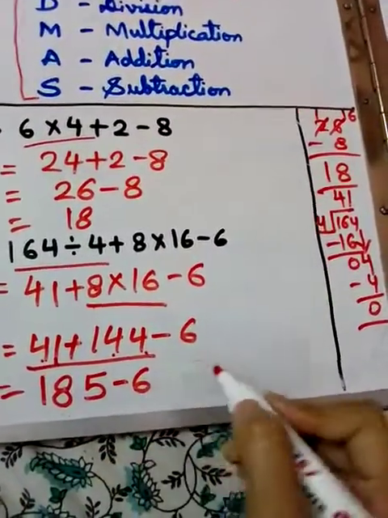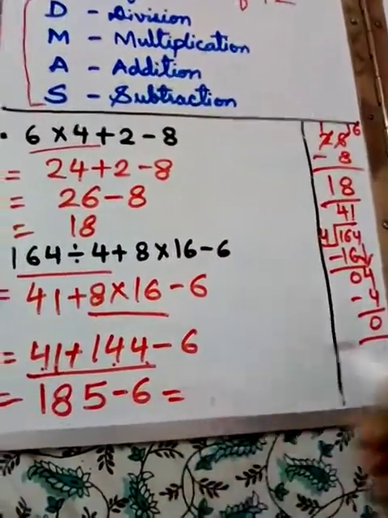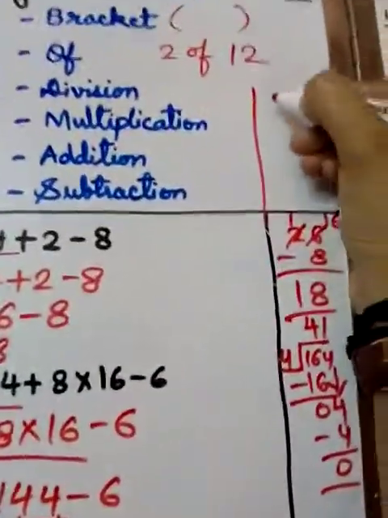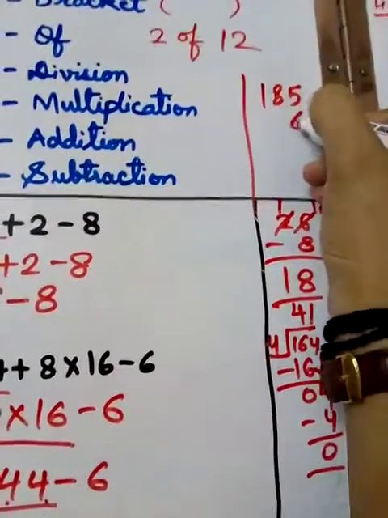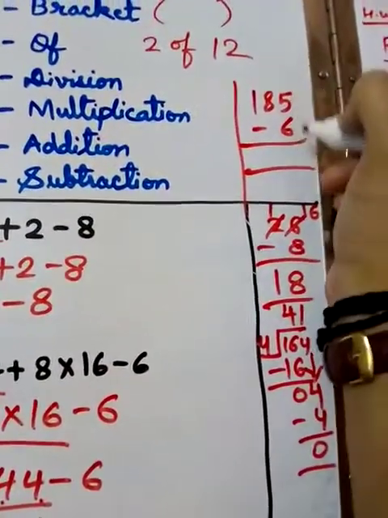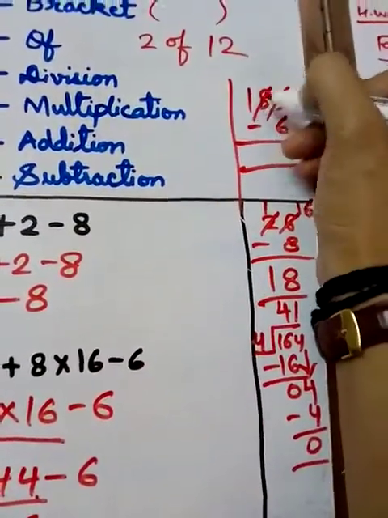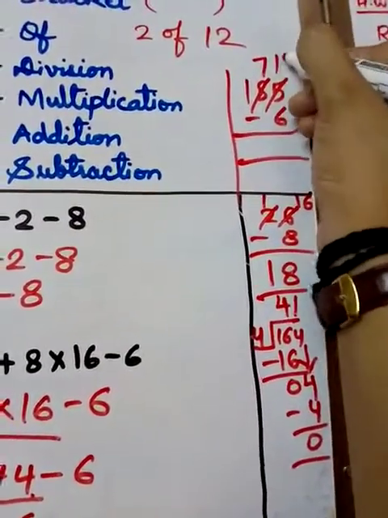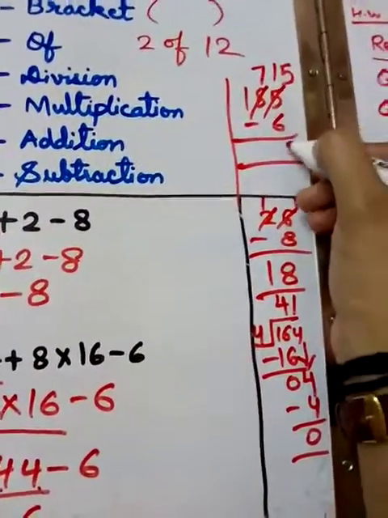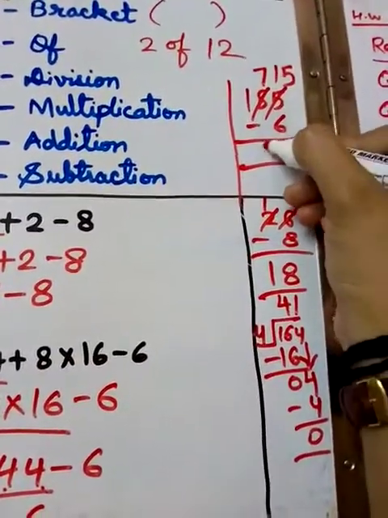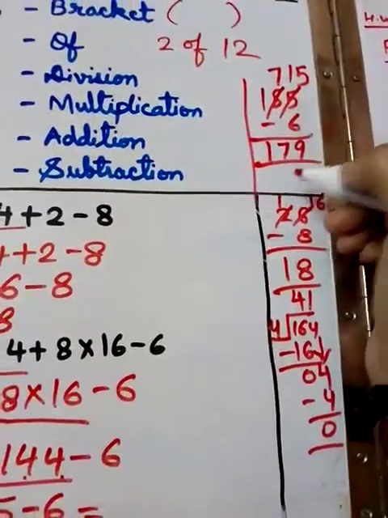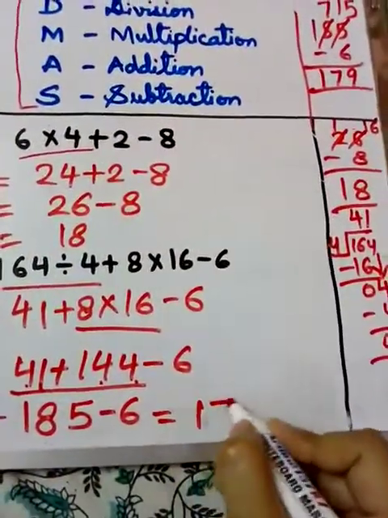185 minus 6. What is it? You can do it in the rough and side column. I can extend it here. 185 minus 6. As you know, 5 is smaller than 6. 5 will go and ask for a carry. That means borrowing. 8 will become 7. 5 will become 15. 15 minus 6 is 9. Here comes 7 and 1 because nothing is there for subtraction. So 179 is the answer. This is how you will do.